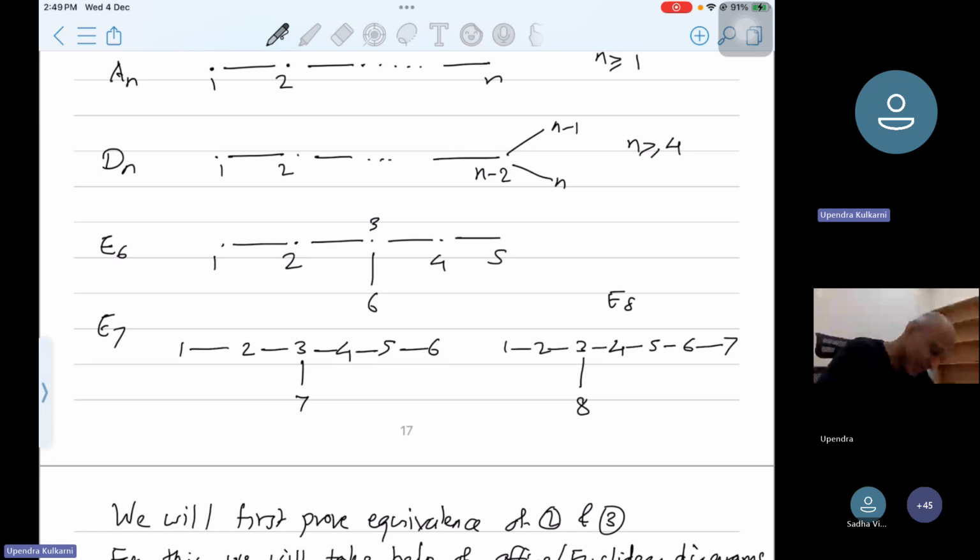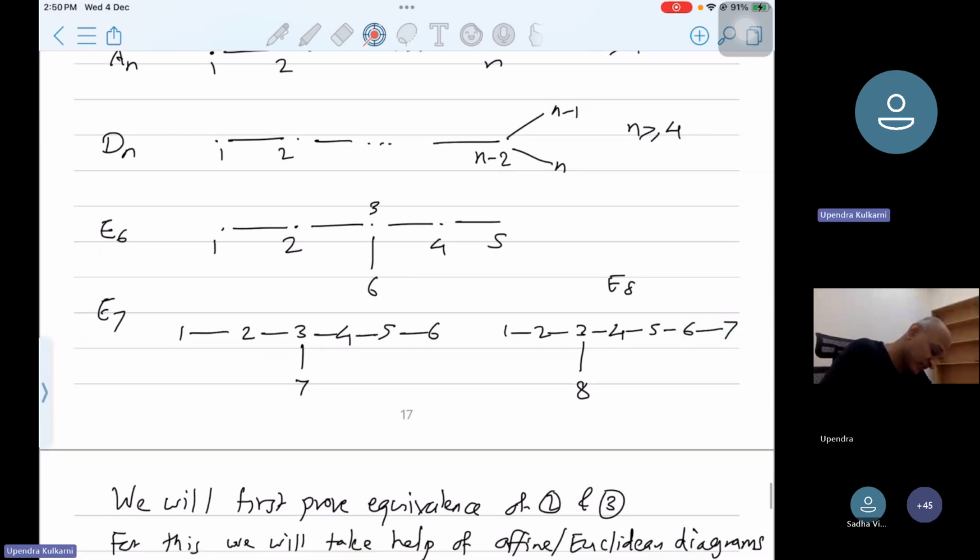Remember that you still have the trivalent vertex, where there are 3 spokes coming out. On one side you have 2 vertices. On the other side you have 4 vertices. Okay, so that's what these pictures are.